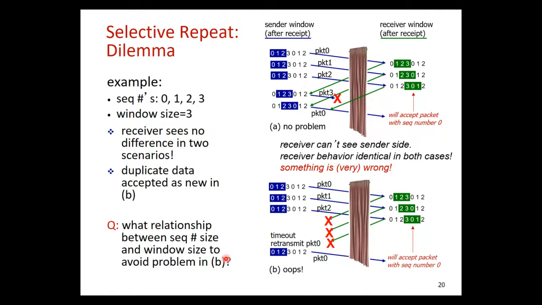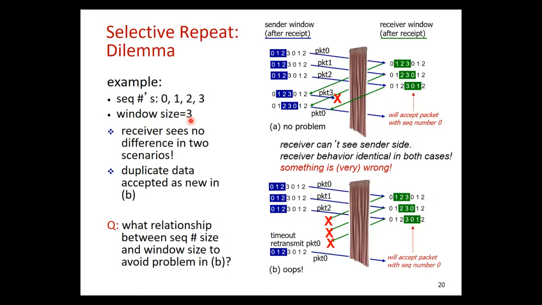And the relationship should be that the window size can be at most half of the range of values. So here I have 4 values. My window size can be at most 4 divided by 2, which is 2.